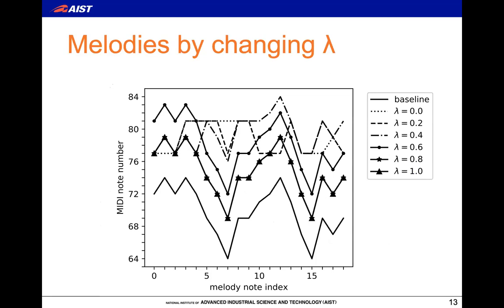This figure indicates several melodies generated by different values for lambda. The baseline denotes the original melody. We can see that the dotted line with lambda 0 does not preserve the melodic contour at all. However, by increasing to 0.6, the rigid line with circles resembles the melodic contour of the original melody.